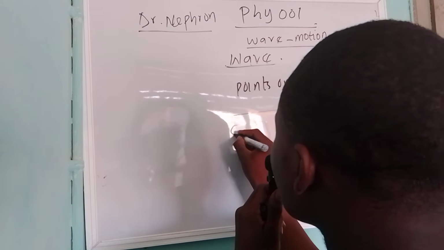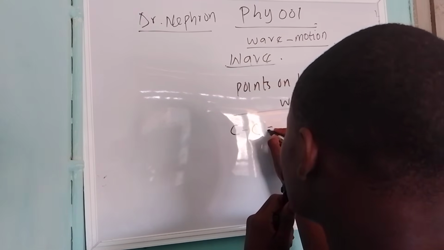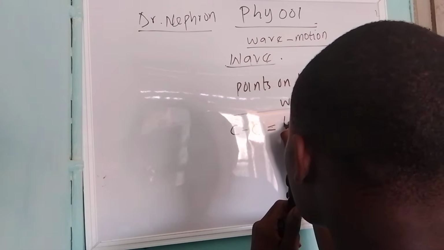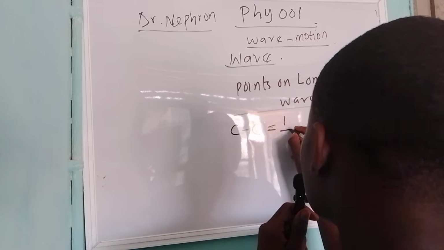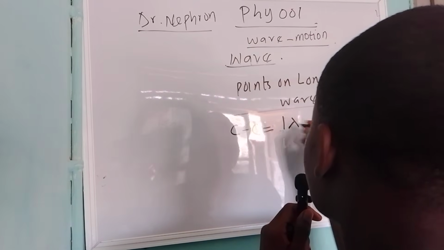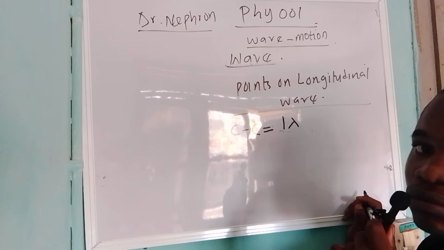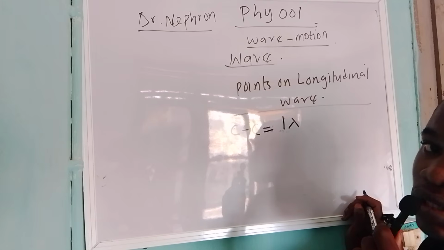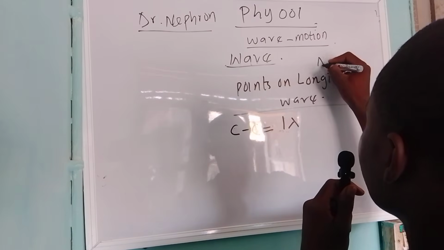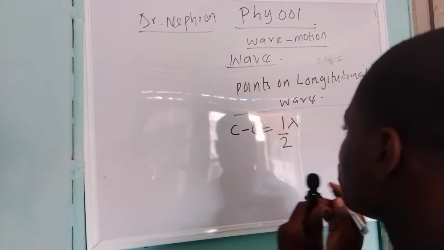Note that the distance between two compressions, compression to compression, is equal to... sorry, when we are talking about antinode and node, no, okay, sorry, it's 1/2 lambda. Sorry, it's not one lambda.